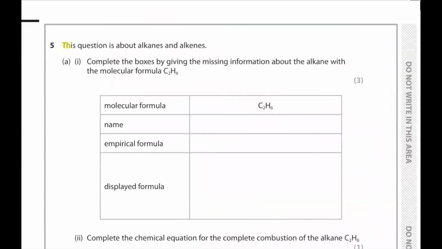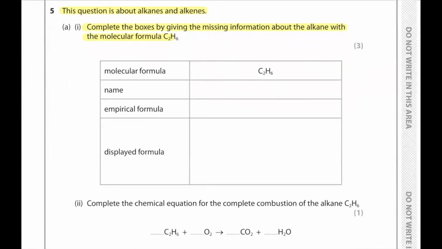Question number 5. This question is about alkanes and alkenes. Complete the boxes by giving the missing information about the alkane with the molecular formula C2H6. So C2H6, the name of this particular alkane will be, since there are two carbons in here, ethane. And the empirical formula is the simplest ratio. So C2H6 will be divided by 2. So the empirical formula will be CH3.